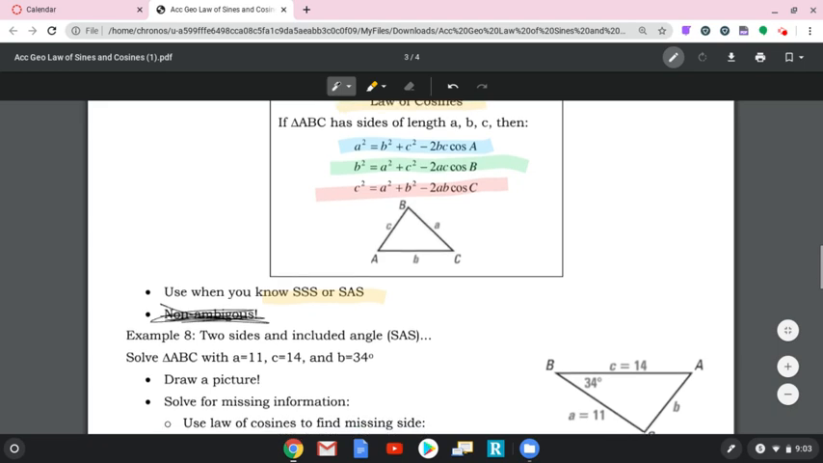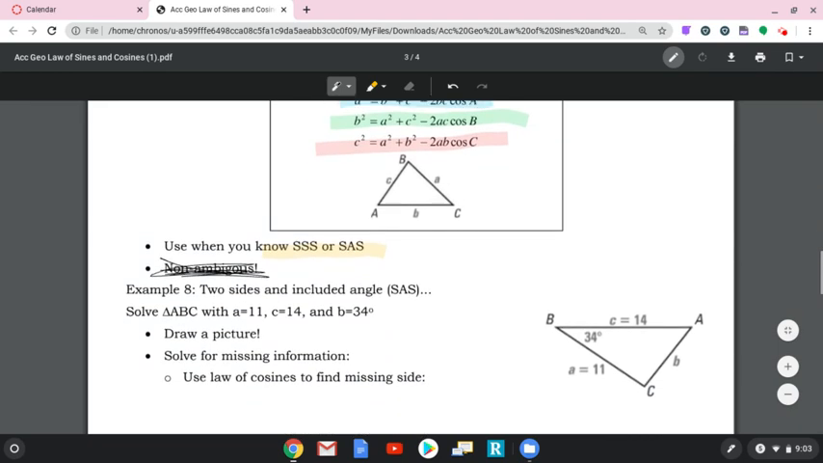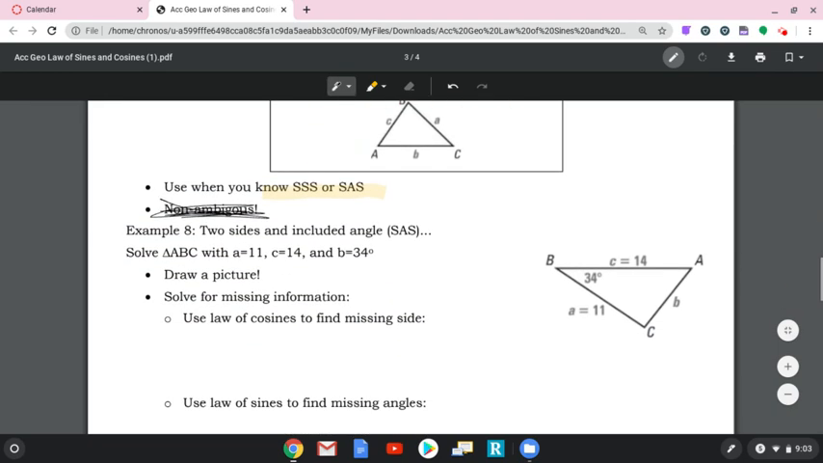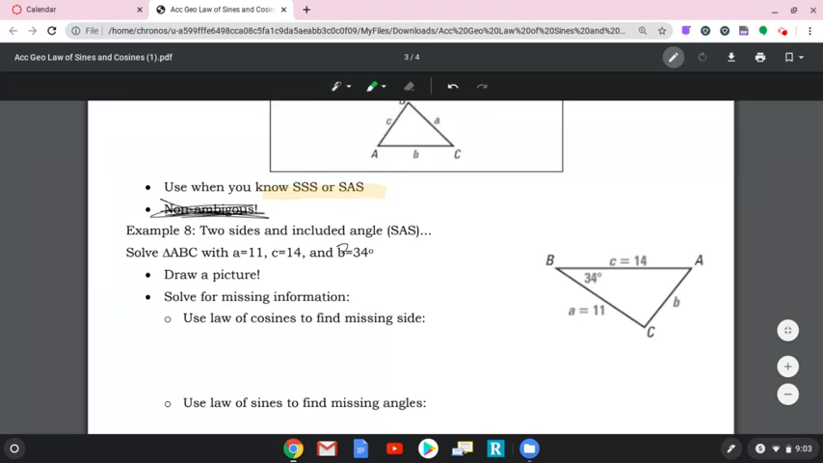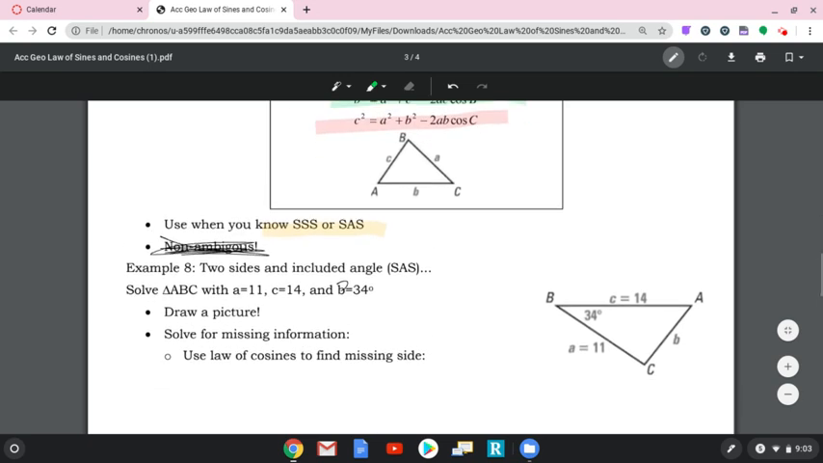In the example that you're given, it says two sides and an included angle. Solve triangle ABC with a being 11, c being 14, and B being 34. I'm just going to make that a big B. Now draw a picture. So we already have the picture drawn to the side here. Use the law of cosines to find the missing side. So they're asking us to first use our law of cosines to find our missing side. Our missing side is b.